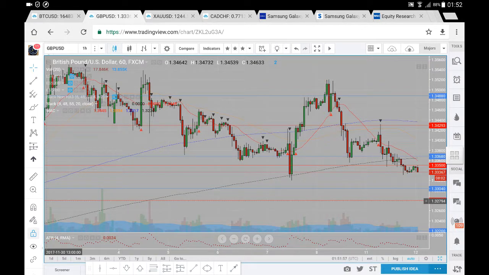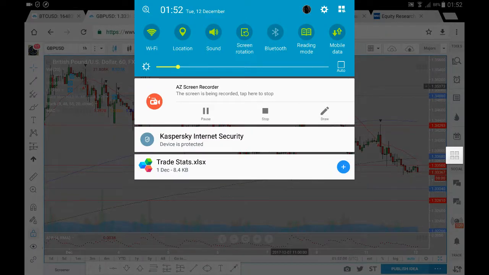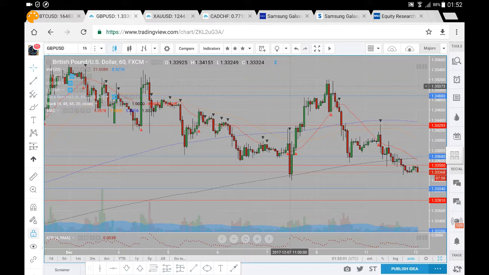So this is the pound dollar analysis for Tuesday, 12th of December. Now, let's have a look at what happened with prices. We've seen quite a bit of weakness coming in regards to the pound. We have come down to the 400 period moving average. I was just talking about this previously.